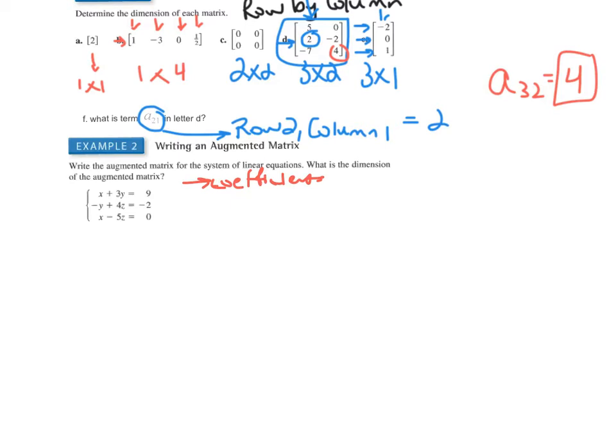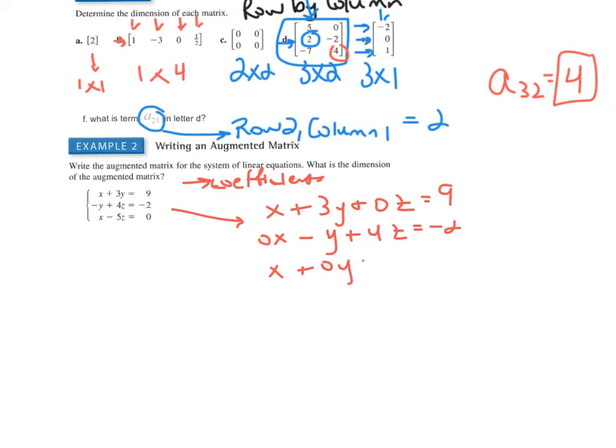augmented matrix. What that'll look like is what I usually do is actually list out what all the variables are first. So I say x plus 3y plus 0z, because we need to have a placeholder for those missing variables. And then the next one would be 0x minus 1, technically y, plus 4z equals -2. And then finally we have 1x plus 0y minus 5z equals 0.